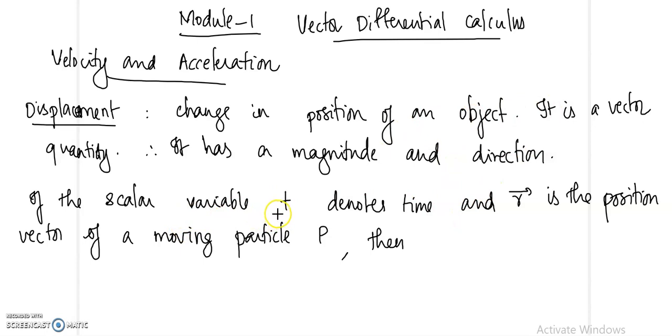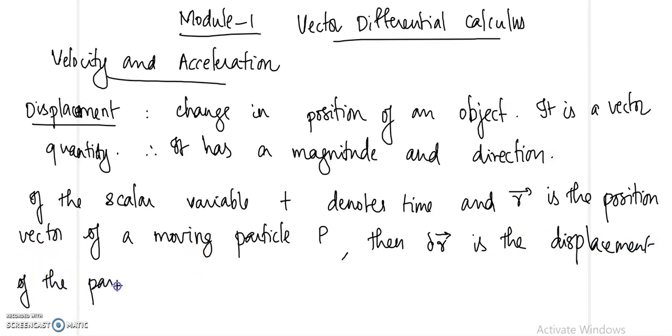So we are having t to be the variable denoting time, and r is our position vector, and you have a particle p which is moving along the position given by the vector r. Then the displacement is given by change in position. So delta r denotes a change in position. So delta r is the displacement of the particle in time delta t. And this is how we define the displacement. So displacement is the change in position.